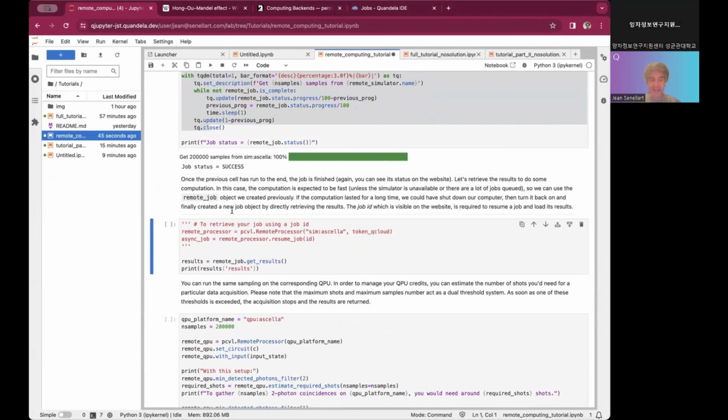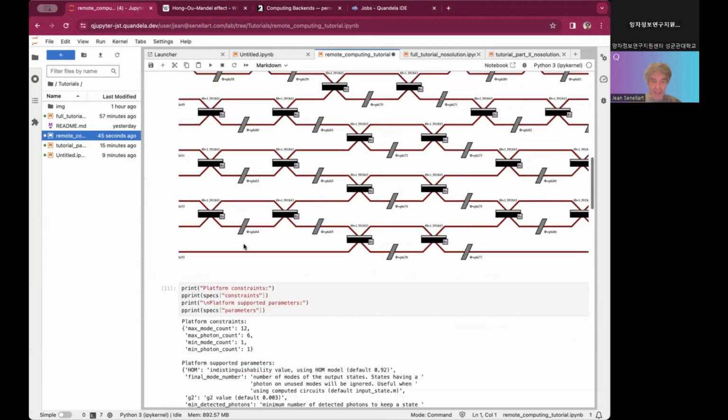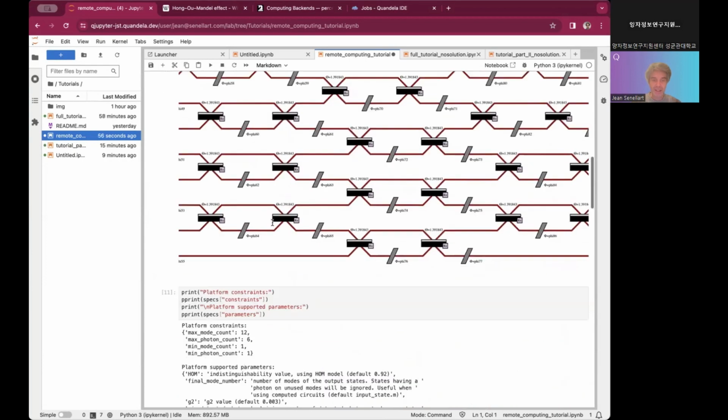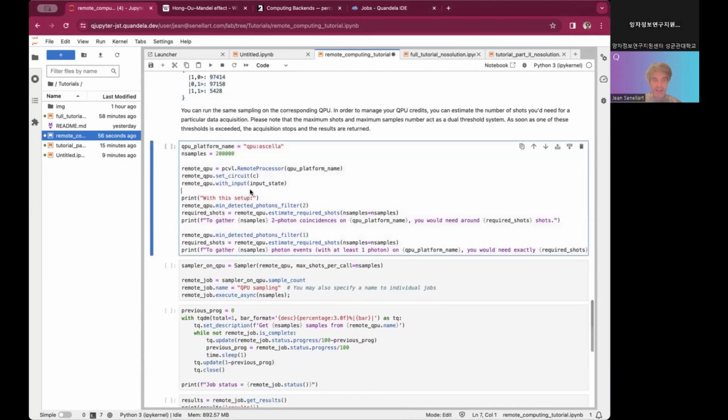And then I'm getting my results. Okay. Again, what we did is we are sending 2 photons in MZI here. So I have some distribution. We would need to check if it's true or it's not true.